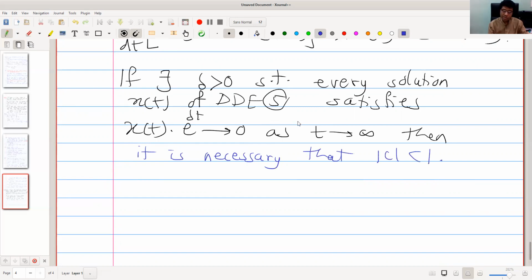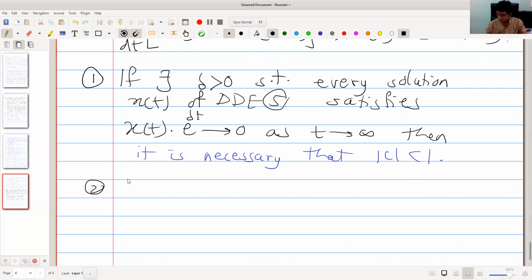That means if mod c is greater than 1, then this cannot happen. We have to prove that if mod c is greater than 1, then such a thing cannot happen. There is another thing. So we call this as 1.